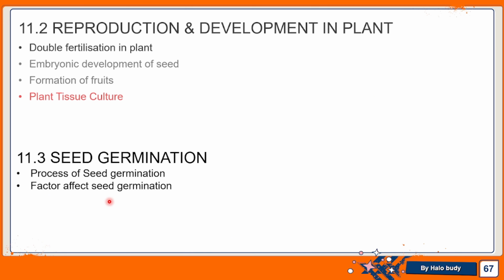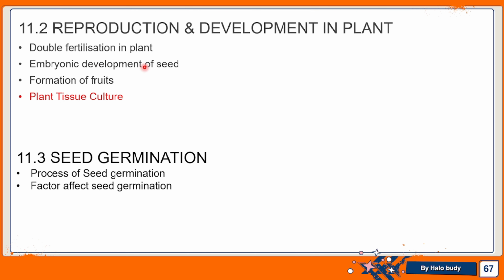Next is about plants. Of course, as I mentioned, you not only learn about humans, you also need to learn about plants. So plant reproduction and development is in flowering plants. In STPM, we also learn flowering plants only. Non-flowering plants we don't learn. Similar to SPM, we only learn about flowering plants. So there is double fertilization in plants. What is double fertilization? I think in SPM you already learned it, right? So it is similar, very easy.